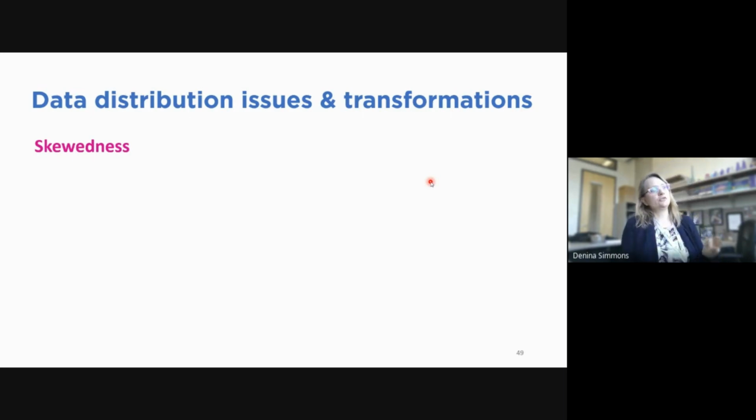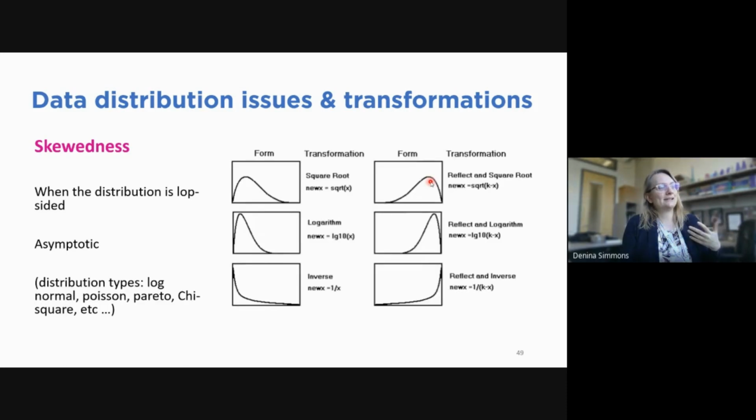If your data distribution is skewed, so this is when your distribution is lopsided, asymptotic as well as asymmetric, there are lots of different distributions that look like this. You've got your Poisson, Pareto, chi-squared, normal distributions. Most people suggest, well, it's just sort of where you are. You could try a square root transformation. You can try a logarithmic transformation or an inverse transformation. It just depends on how far the skew is and how asymptotic your data is.